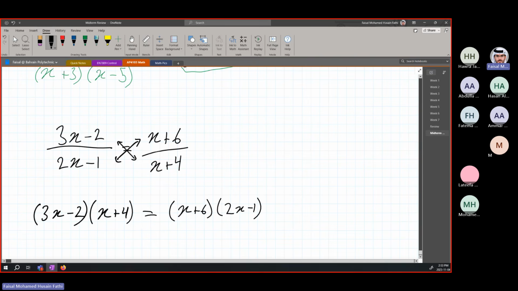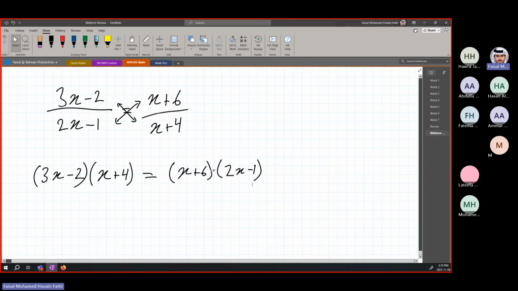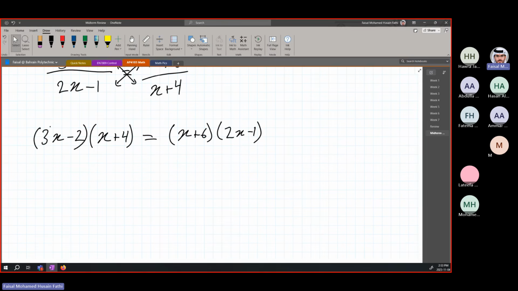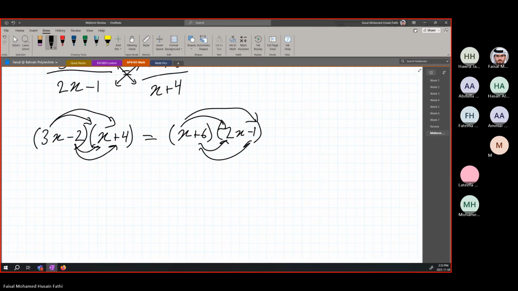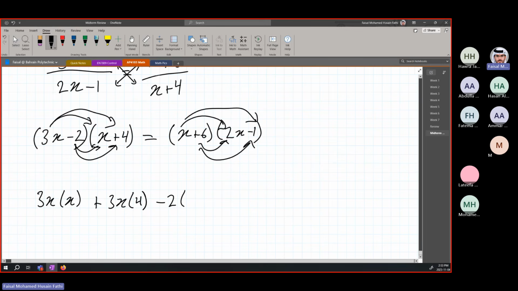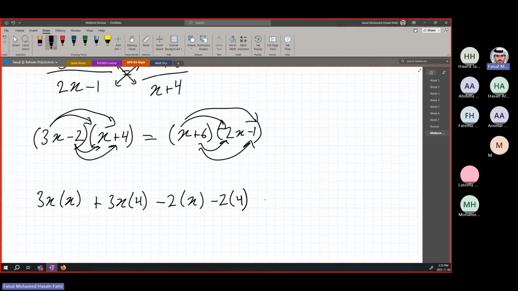2x minus 1. The order does not matter, but the important thing is you're multiplying the top here with the bottom here and the top here with the bottom here, and you're equating them to each other. Then distribute: the 3x, the minus 2, the x, the 6, and you start solving. So 3x times x plus 3x times 4 minus 2 times x minus 2 times 4 is equal to x times 2x plus x times minus 1 plus 6 times 2x plus 6 times minus 1.